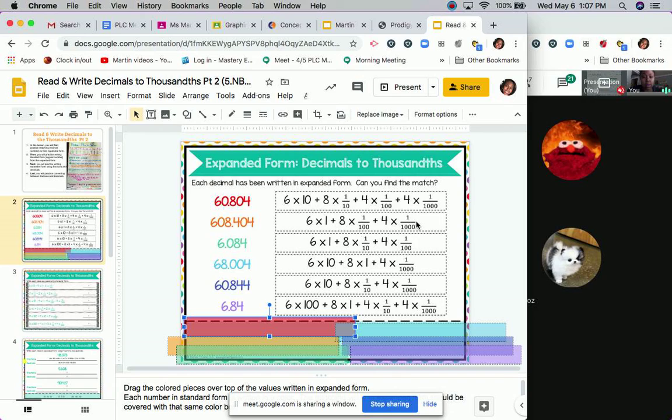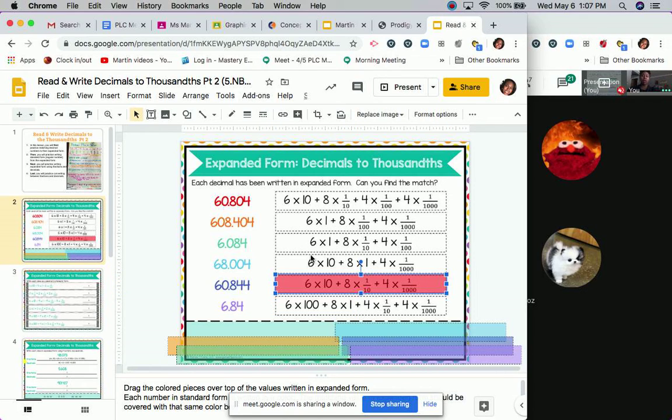And I can see that that's this one right here, 4 times 1/1,000. So actually, oh, I'm sorry, I was looking at this one. 8 times 1/10, yeah. 4 times 1/100, so it has a 4 times 1/1,000, but it also has 4 times 1/100. It can't be that one. It's got to be that fifth one. So just put that little red box right on top of there, and I know that that one matches. That's that example.